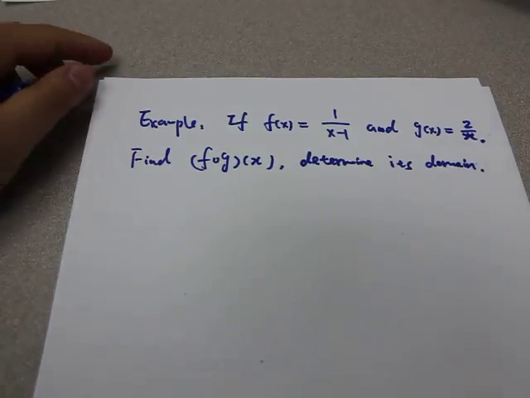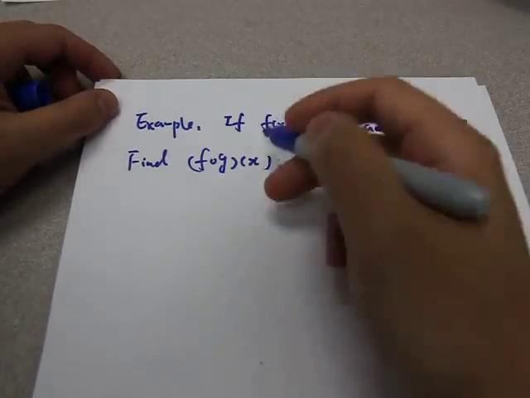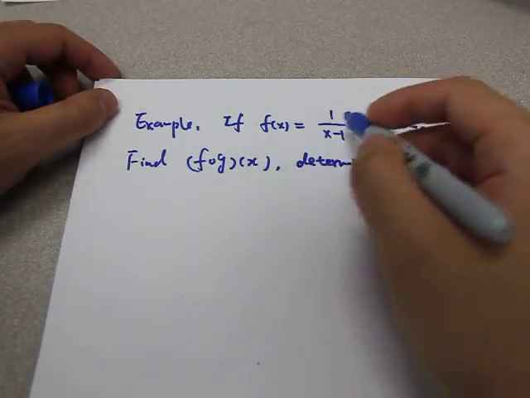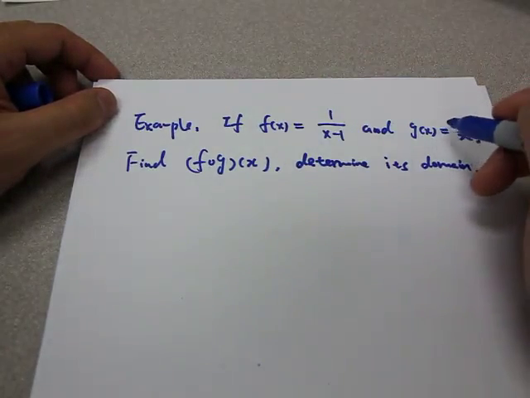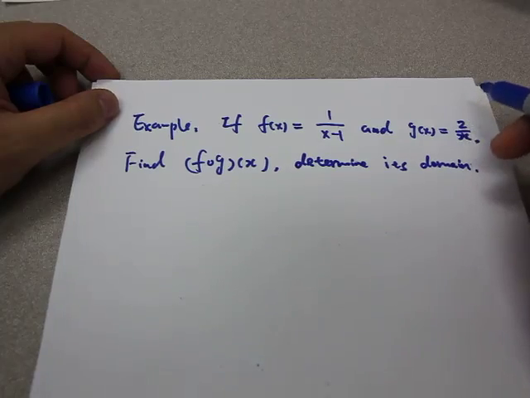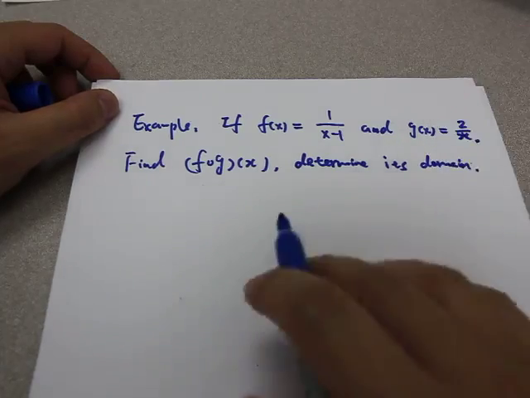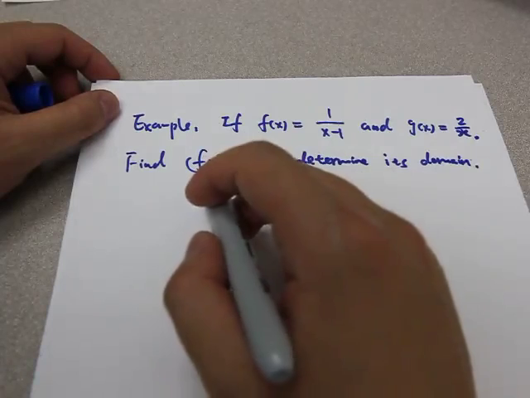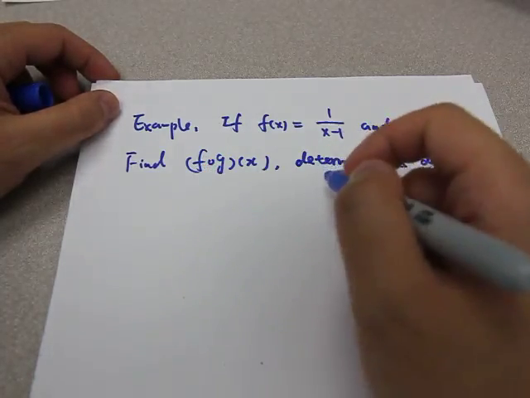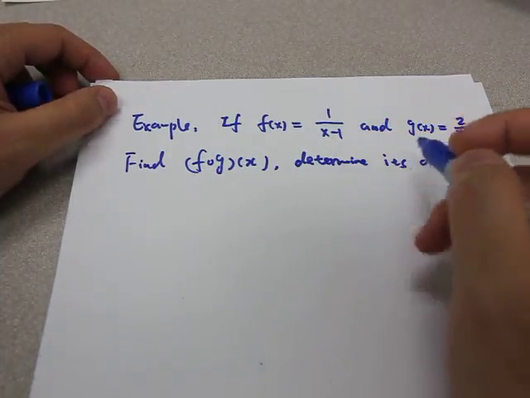Okay, now let's take a look at this example. We're given that f(x) equals 1 over x minus 1 and g(x) equals 2 over x, and we want to find this composite function f of g(x), and then we want to determine its domain.